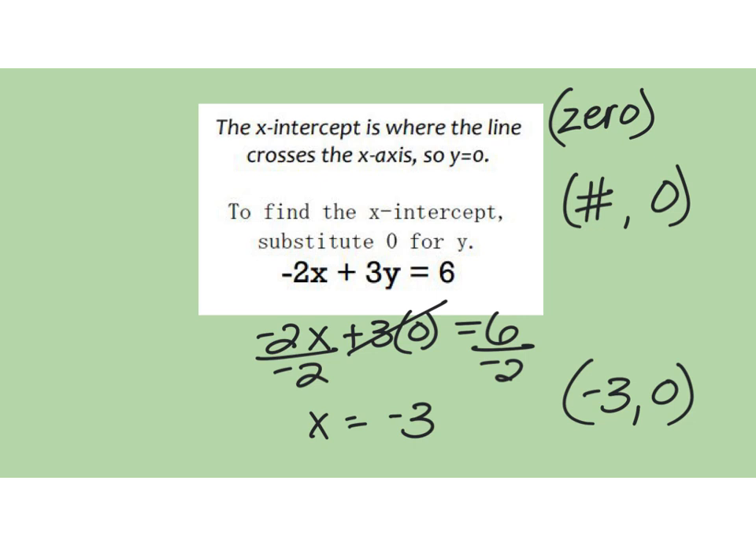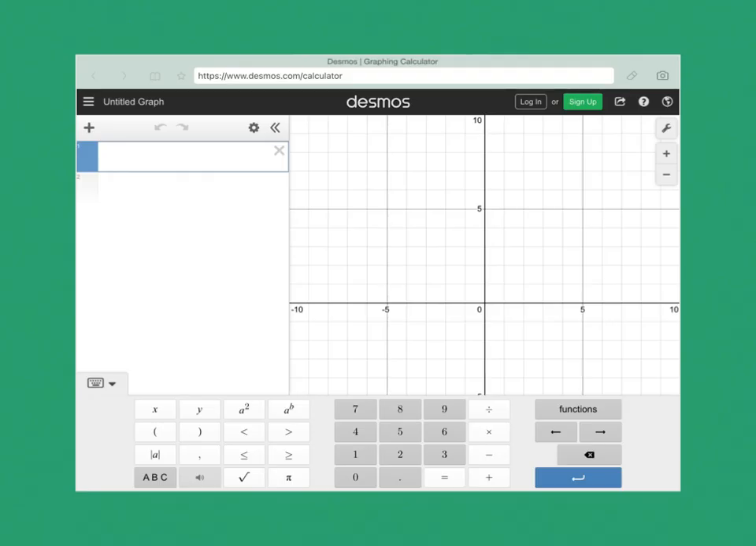So of course we can check this using Desmos. So our equation is -2x plus 3y equals 6. So when I go to graph, I go to Desmos. So I have -2x plus 3y equals 6. There's my line. Remember, you can graph those coordinates.